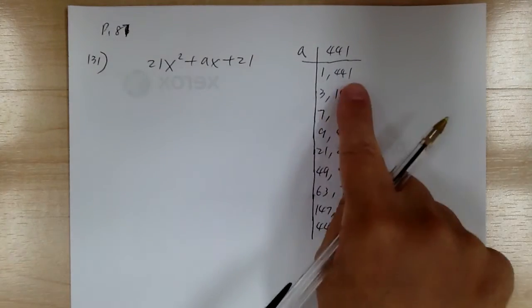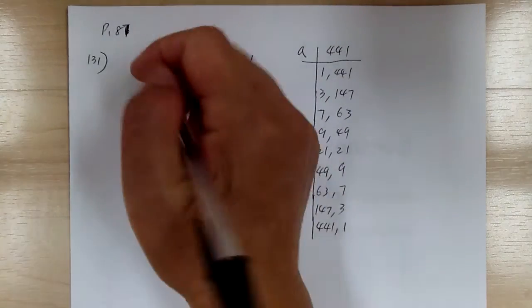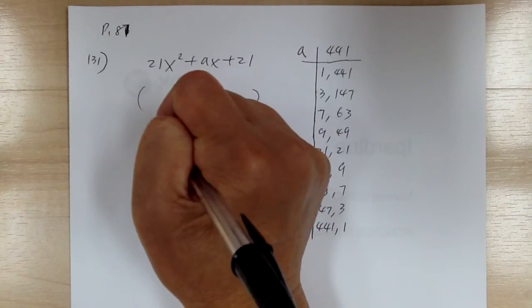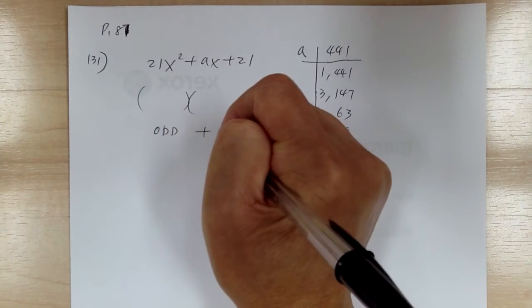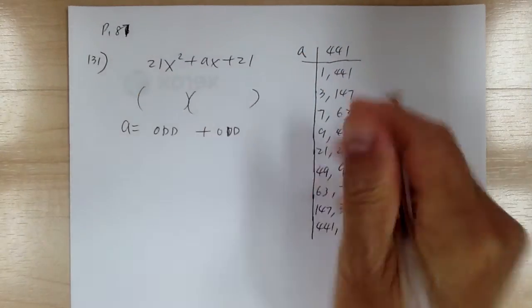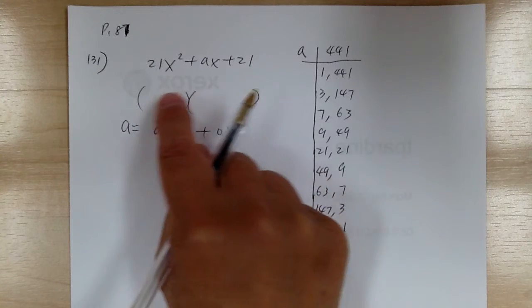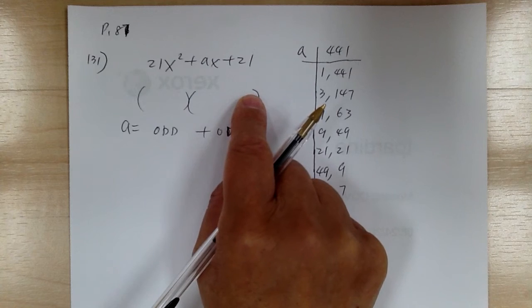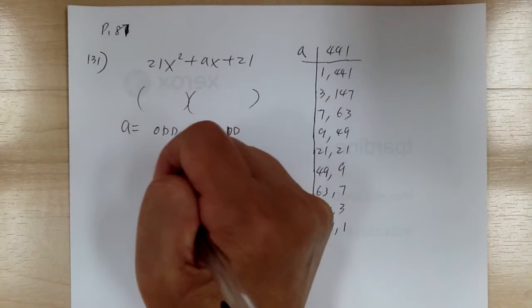So no matter what the a is, notice all these are odds. When you factor into two parts, you're always going to get odds. From here you're going to get odd plus odd. In other words, a is always going to be odd plus odd, so all the answers would be odds, and therefore, because a is odd plus odd, a must be even.